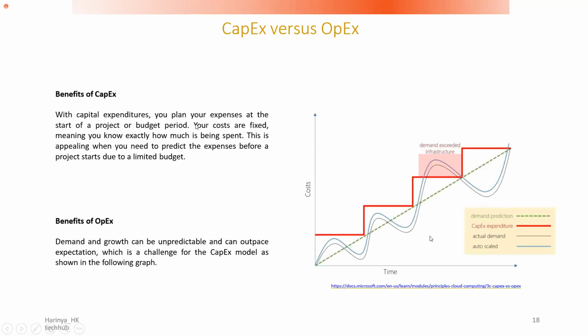Benefits of capex: with capital expenditure, you plan your expenses at the start of the project in the budget period. Your costs are fixed, meaning you know exactly how much you are going to spend and can predict the expenses before the project starts. Opex applies after the project starts: you can increase or decrease the number of resources based on the demand and supply of your project. Before the project starts, the capex model comes into the picture. After the project starts, if it is seeing bigger numbers, they are going to spend more.